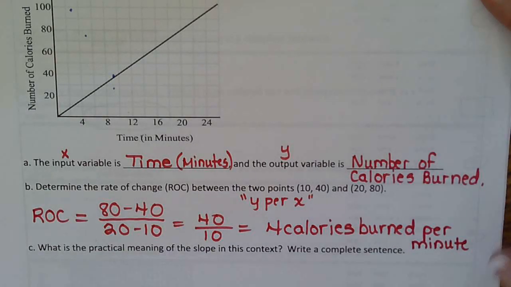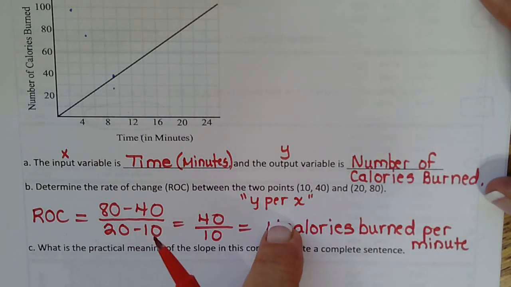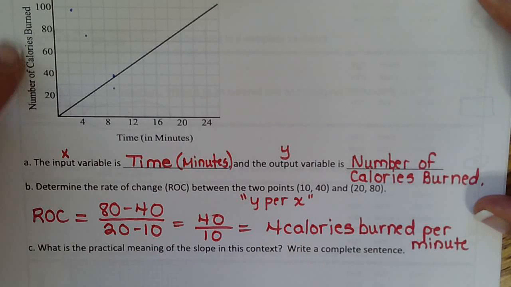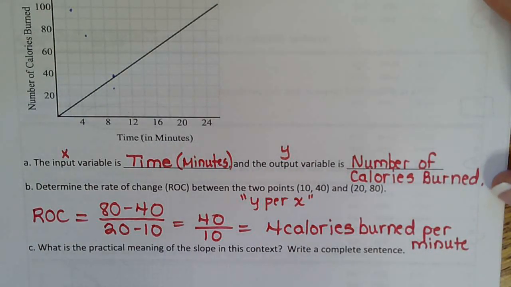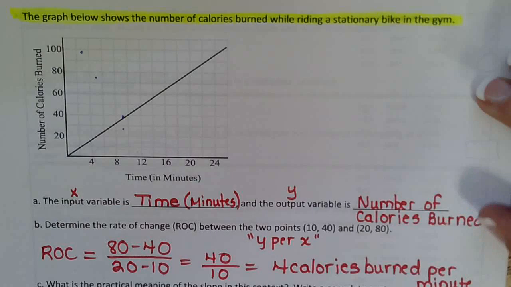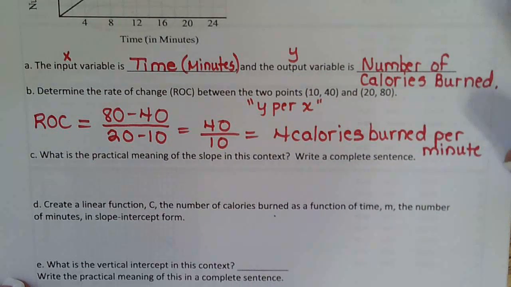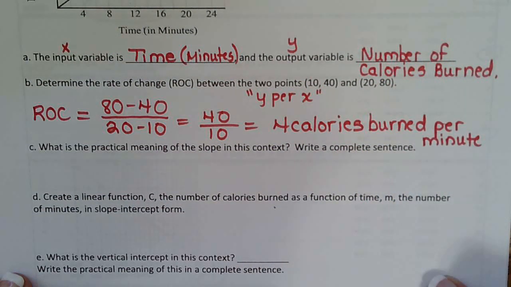And you can see why we need to label slope, because always the next question is write a sentence about it. Well, if you just do 4 and walk away from the problem, you're going to go 4 what? So that's why I always write that. I know it in my head, but I write it anyway just to help me with the order. So calories burned per minute. Okay, what's the practical meaning? Well, they're on a stationary bike. So while riding a stationary bike, 4 calories are burned per minute.